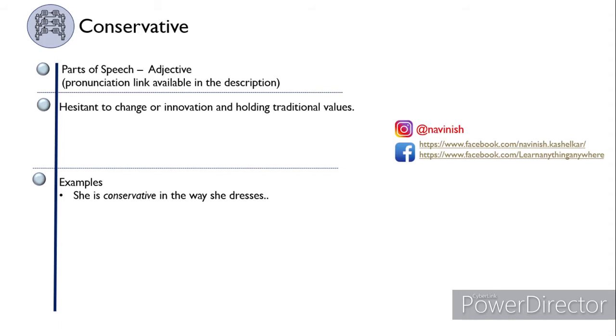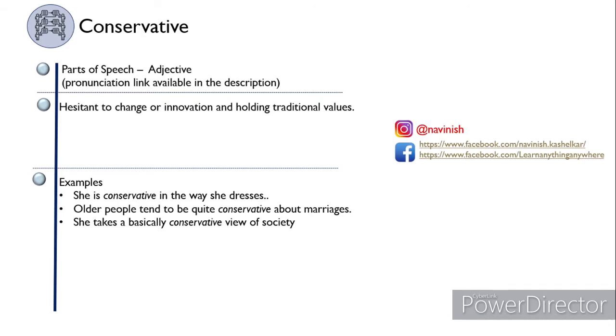She is conservative in the way she dresses. So she is old-fashioned or she doesn't want to make any changes. Older people tend to be quite conservative about marriages. She takes basically a conservative view of society.